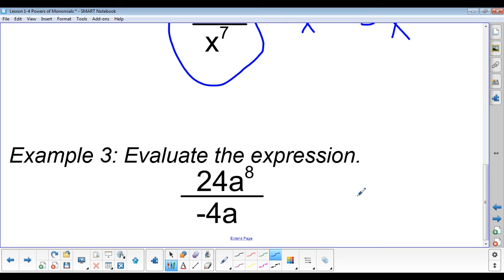Got cut off a little bit on that last one, so let me finish up. Remember, this is division. Subtraction only applies to the exponents. So if it's just regular numbers, we're going to divide that. 24 divided by -4 is -6.